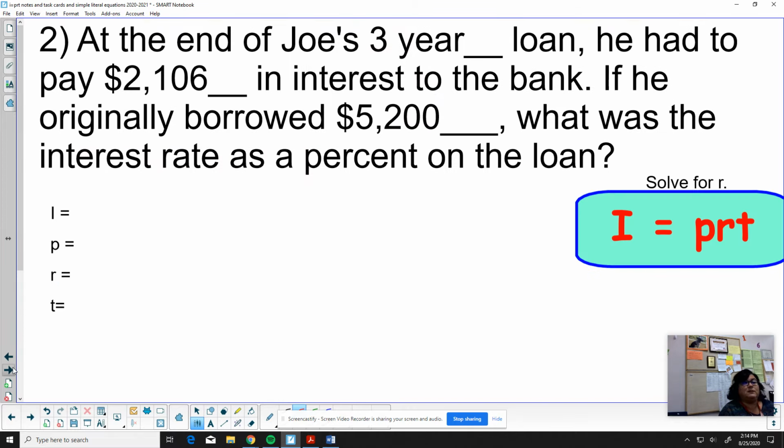Okay, let's do another one. At the end of Joey's 3-year loan, he had to pay $2,106 in interest to the bank. If he originally borrowed $5,200, what was the interest rate as a percent?